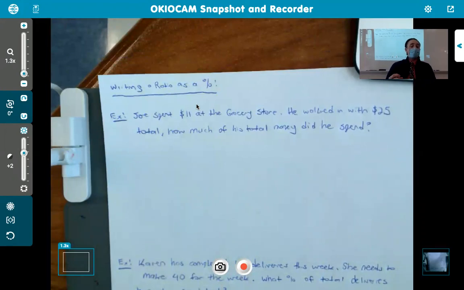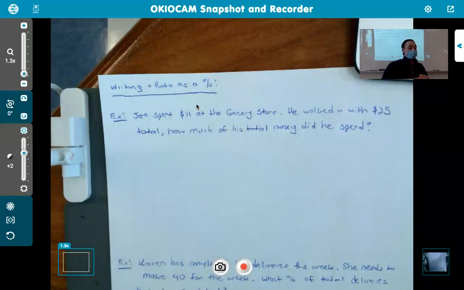Spent $11. He walked in with $25 total. And what we want to do is find the percentage of the total money he spent based off of the amount that he walked in with. Okay. So we're going to create a ratio to help us do so.